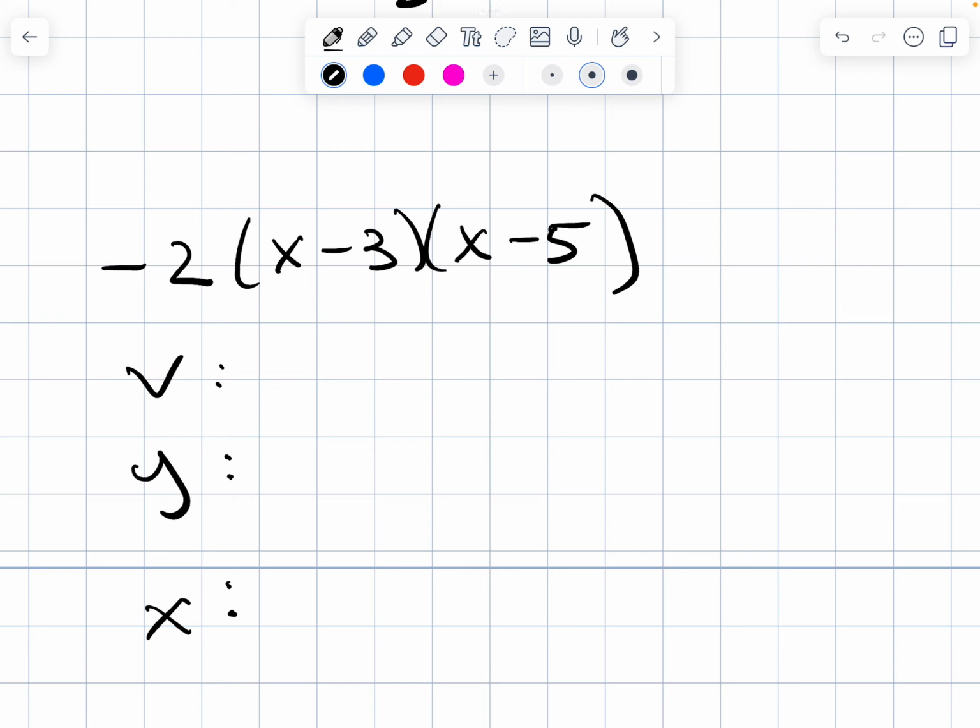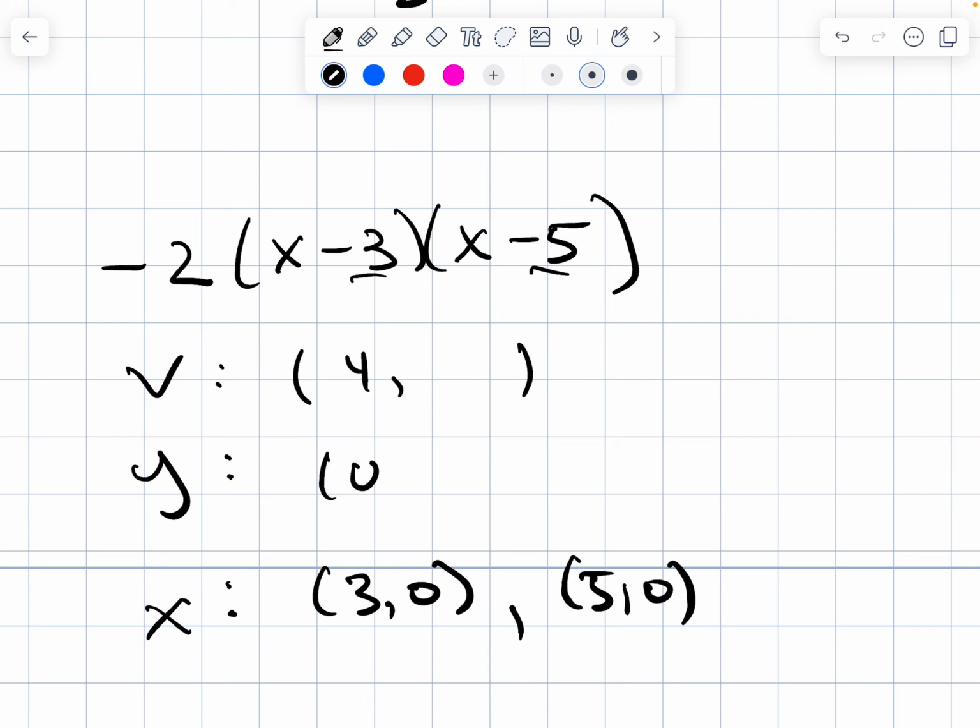All right, x-intercepts (3, 0) and (5, 0). Again, all I'm doing is flipping those numbers. The vertex is right in between 3 and 5. That's 4 comma something. The y-intercept is 0 comma something. I plug 4 in using Desmos, and that's going to give me +2. I plug 0 in using Desmos, and that's going to give me -30.